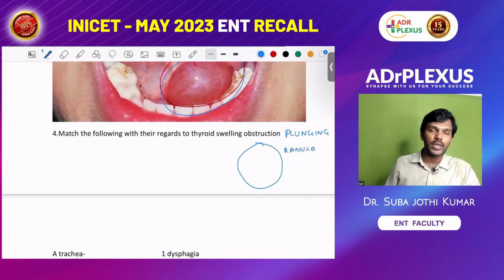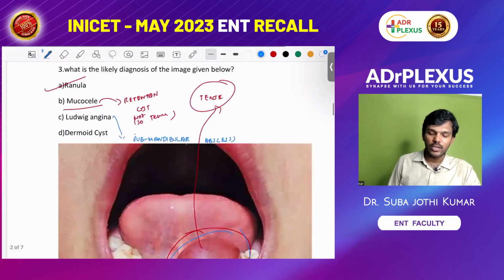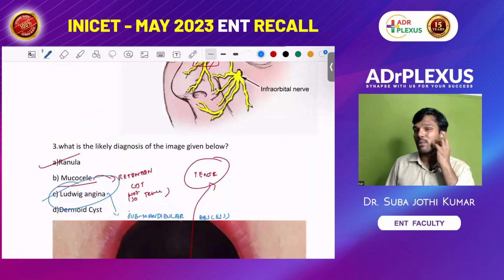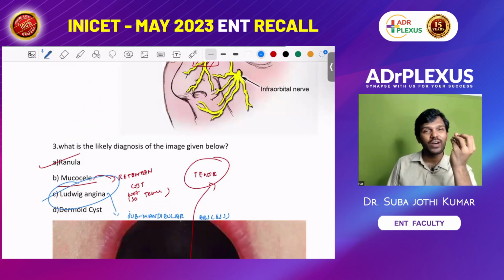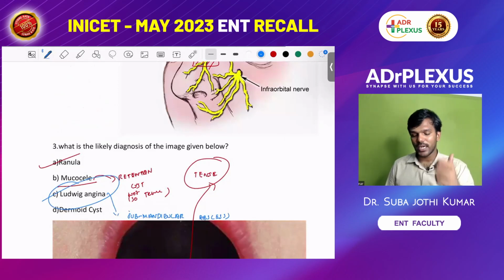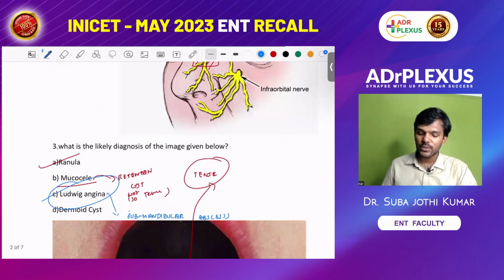Looking at the picture itself, you could answer. You should have Ludwig's angina in your mind. It's a submandibular abscess, a very, very fatal infection. It may lead to tracheostomy. It may lead to death of the patient if untreated over a matter of 3 days. All right. On that note, we can go to the next question.